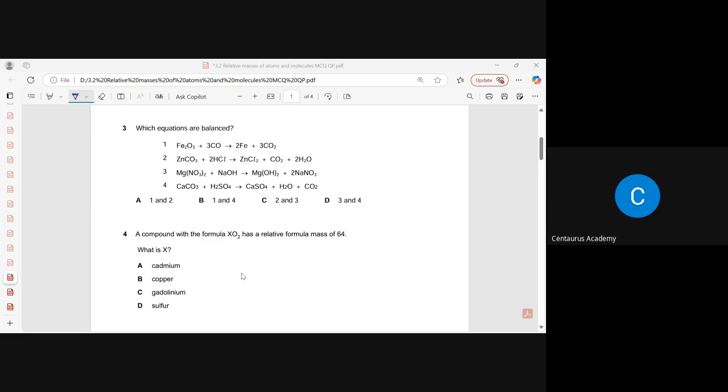You have to look into all the atoms. They should be equal on both the sides, the reactant side and the product side, your left and right hand side, basically. Yes, write your answers in the chat box.